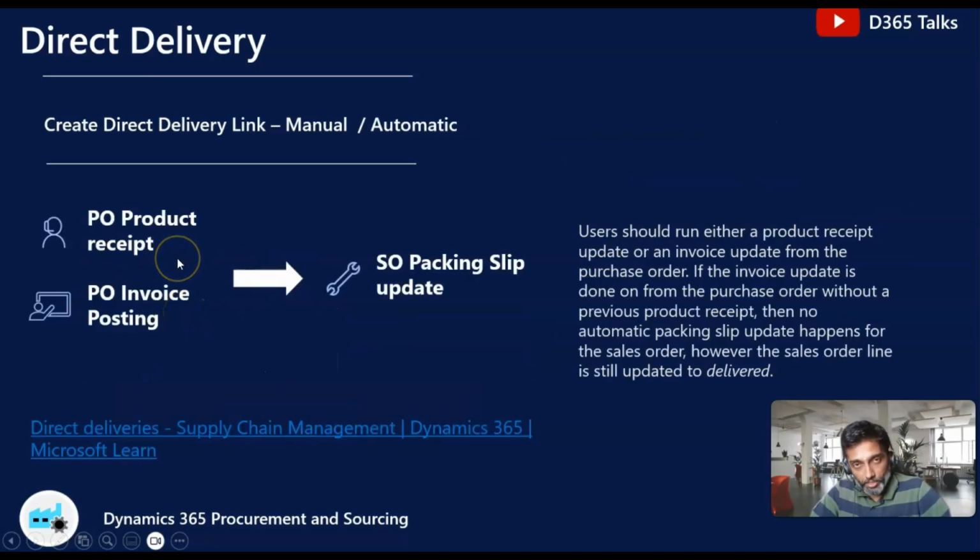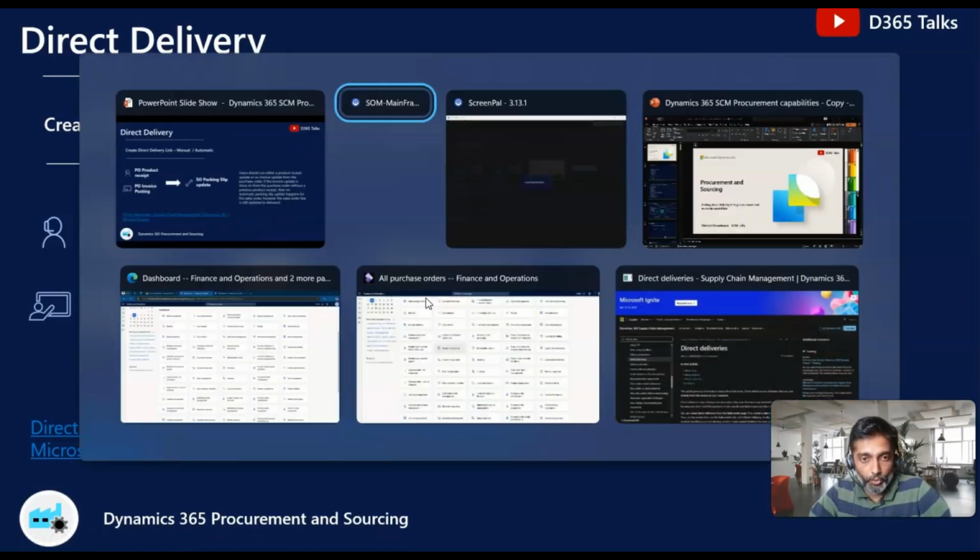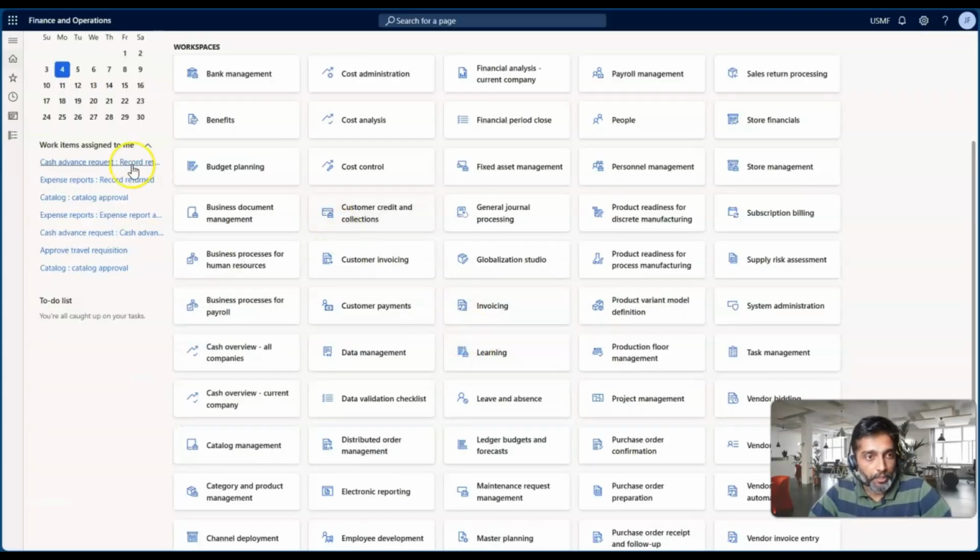So in Dynamics 365, how are we going to execute this is all about creating a link between the sales order and the purchase order. But this particular link can be created either manually or automatically. So in this video, we are going to see both the ways: how to create a manual link and also how to create an automatic link. And then we will once again come back to the slide, but let me go to the 365 screen.